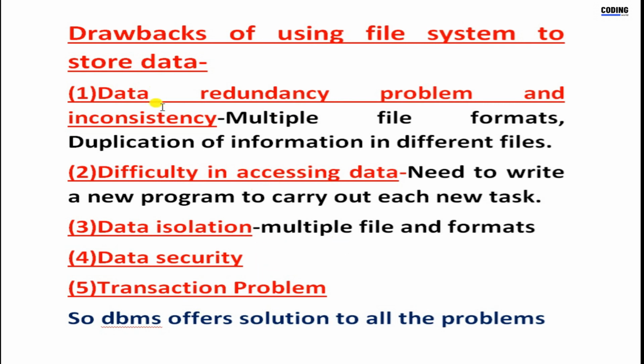First one is the data redundancy problem and inconsistency. Second one is the difficulty in accessing data. Third one is the data isolation. Fourth one is the data security, and fifth one is the transaction problem. That's why we are moving towards the DBMS. When we are moving towards the DBMS, then DBMS offers a solution to all these problems. That's it for today's lecture.